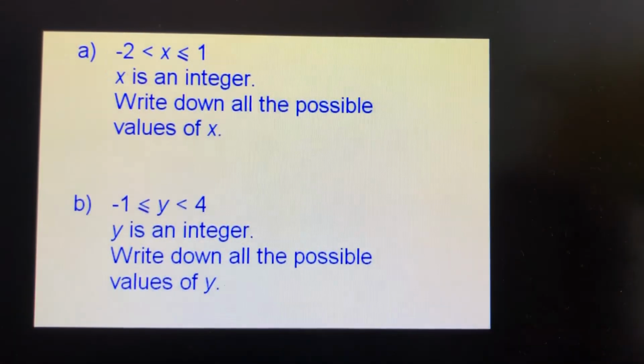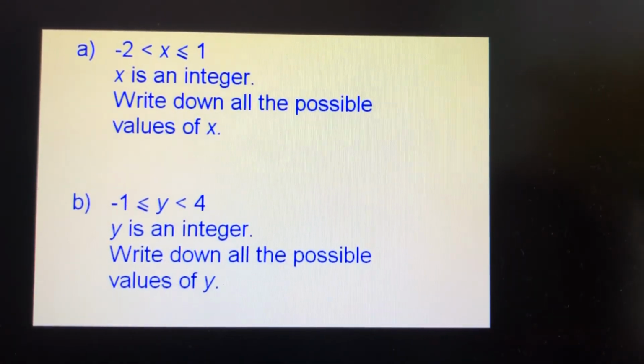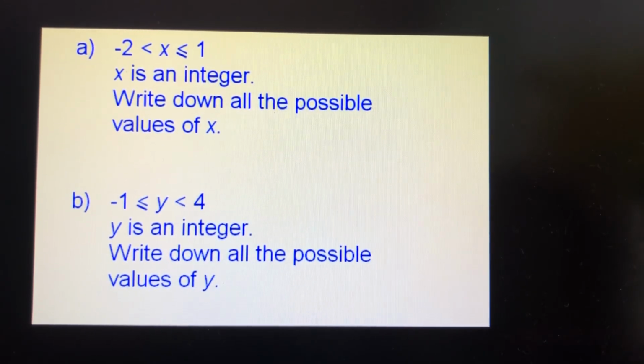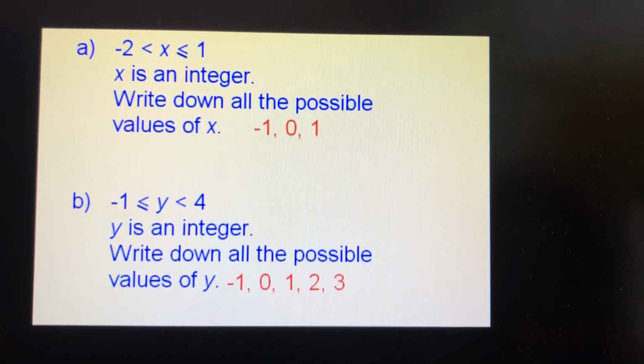Here are 2 of those for you to try. Press pause and have a go. When you're ready for the answers, press play. Here are the answers.